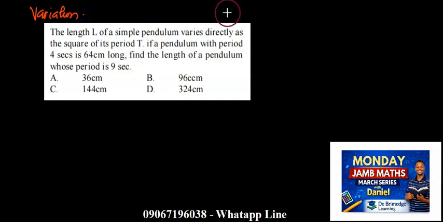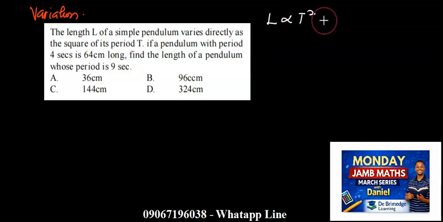Now, let's translate this question. The length, let's call it L, of a simple pendulum varies directly as the square of its period T. Remember, they didn't say square root, this is square. So we'll go ahead to solve this and to find our constant.